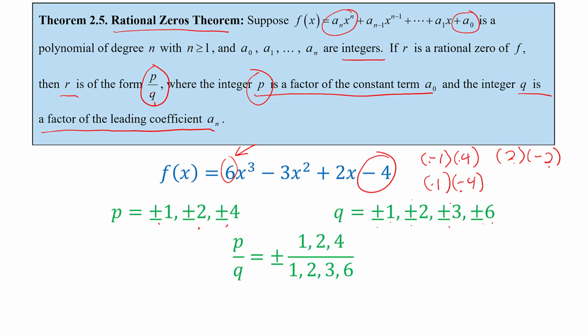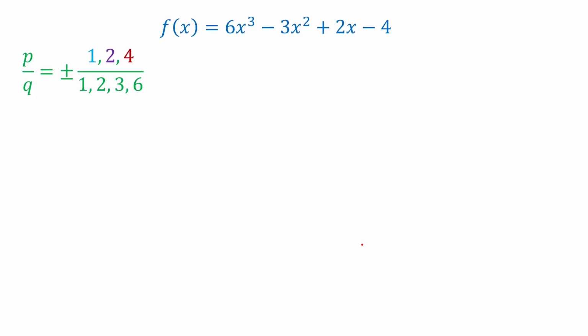So p over q would be, I could think of this as plus or minus 1, plus or minus 2, plus or minus 4 divided by plus or minus 1, plus or minus 2, plus or minus 3, plus or minus 6. When we break that down into all the possibilities, we're going to end up with plus or minus the integers 1 or 2 or 4 over 1 or 2 or 3 or 6. So let's see what we get here. This is the order I go in, so you need to figure out what order you want to go in.